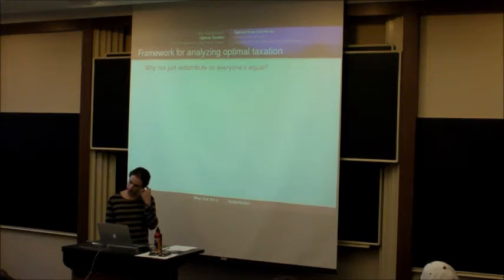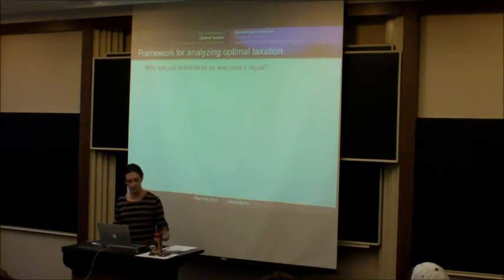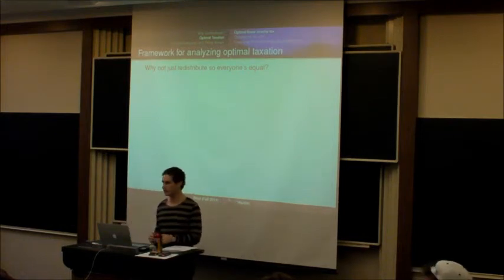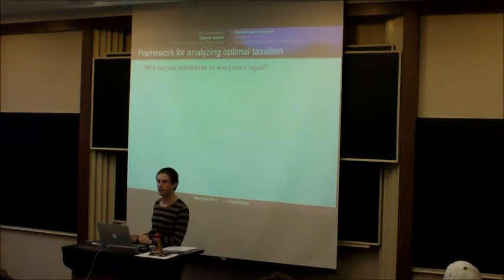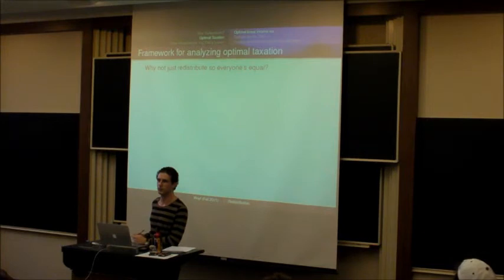Okay, so a natural question is, if the wealthy value money less than the poor, why don't we just redistribute everything until we get perfect equality? Matt Green, could you say why, in the theory of optimal taxation, if the wealthy don't value money as much as the poor, we don't just redistribute until we get perfect equality?